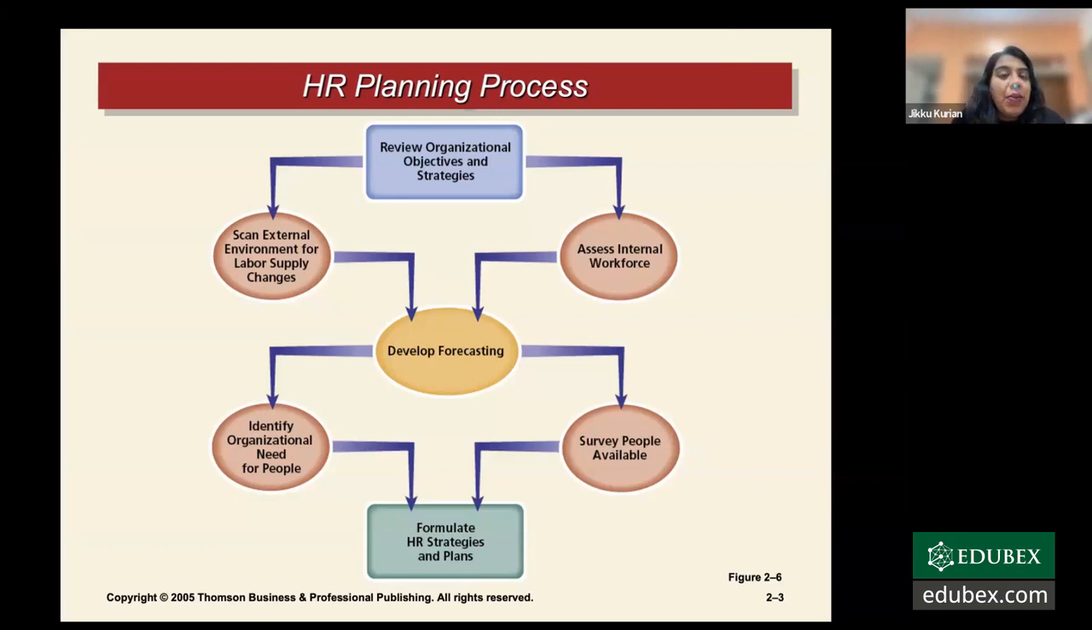When we think about manpower planning, we take two factors into consideration. One is that we first scan the external environment for labor supply changes. For example, what is the external environment? This is the labor market which exists outside the organization, or the open marketplace outside the organization. If we look at what is happening in the labor market now, we can say that the labor market is slightly down.